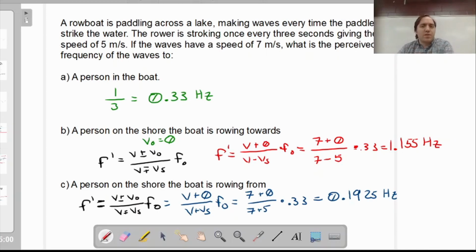The Doppler effect is one of those things that is better understood conceptually, but the math I find helps a lot.